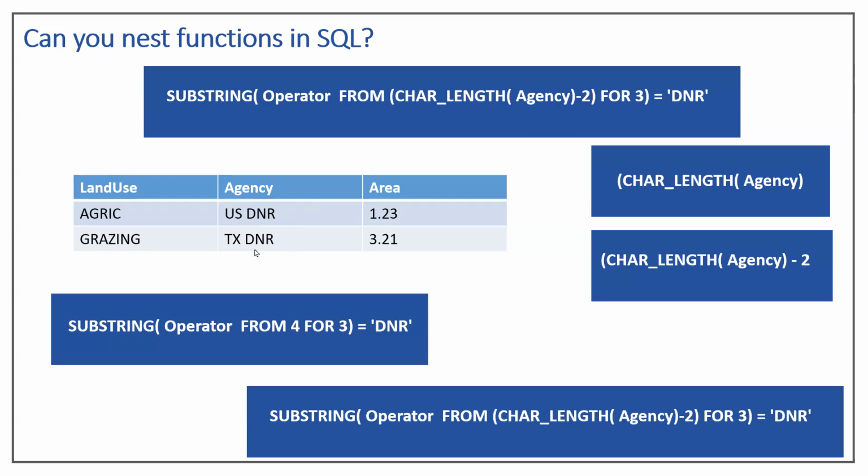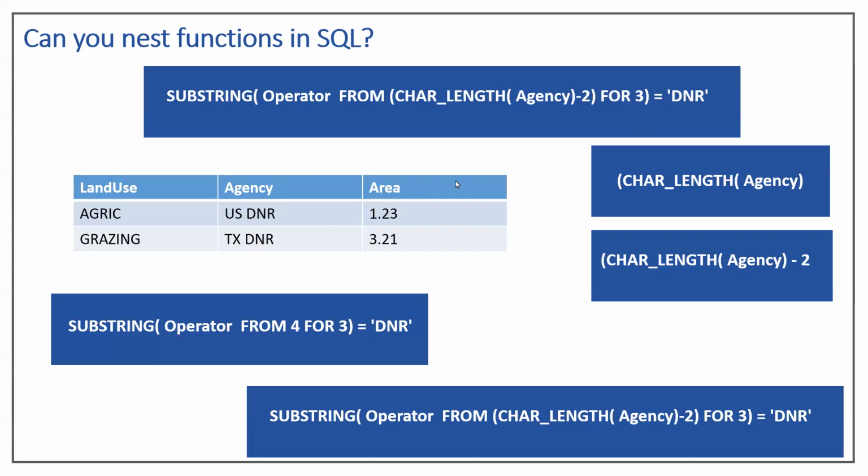Okay, so that says start at position 4, 1, 2, 3, 4. Start on the D and go over 3 characters. 1, 2, 3. So I'm getting just DNR. I'm dropping off whether it's US or Texas. I'm getting DNR. So now I'm selecting all of the records where if I go to the operator and I pull off the last 3 characters, right? It's going to say DNR. That way I don't care if it's US or Texas, I'm still going to get it.